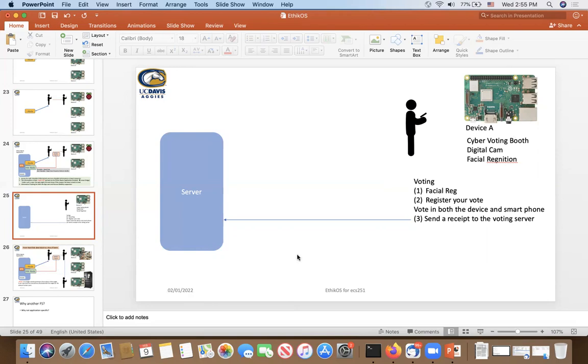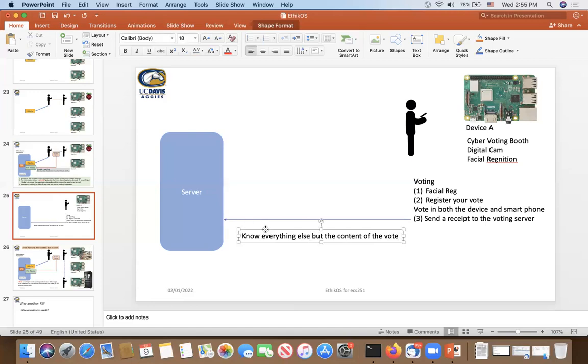It's a valid device. And also, it doesn't know the content of the vote. So it knows everything except the content of the vote.